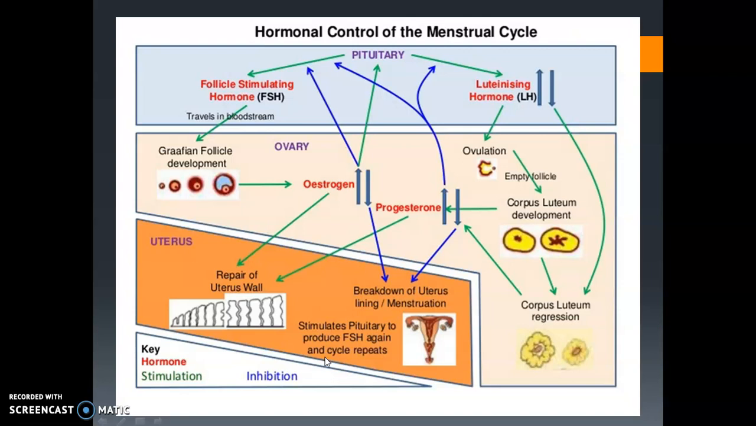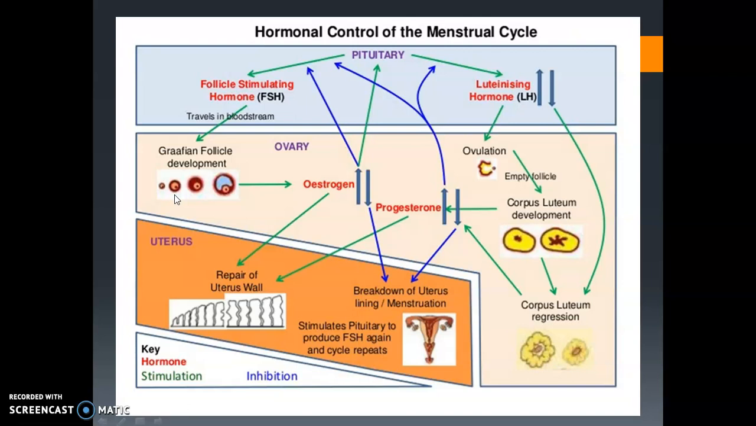This is the slide showing the hormonal control of menstrual cycle. The pituitary gland is producing the follicle stimulating hormone and the luteinizing hormone. These are the gonadotropins which are secreted by the anterior pituitary gland, that is follicle stimulating hormone or FSH and luteinizing hormone or LH. And this follicle stimulating hormone is carried by the blood to the ovary, and in the ovary the follicle stimulating hormone is stimulating the development of ovarian follicles. We have discussed about the ovarian follicles in the last class.